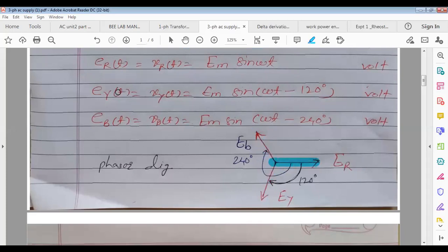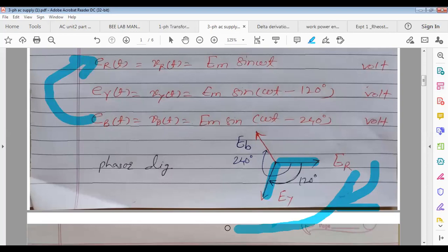EY lags ER by 120 degree. A lagging parameter we always measure in the clockwise direction. That's why EY lags ER by 120 degree and EB lags ER by 240 degree. A lagging parameter we measure in the clockwise direction, that's why EB lags ER by 240 degree. So ER is along the positive real axis, EY in the third quadrant and EB in the second quadrant. Got it, everyone? Any difficulty with the phasor diagram representation? Okay.